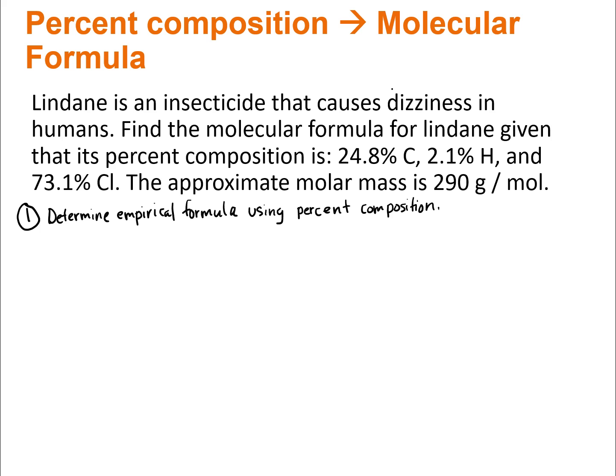We make our same assumption, assuming that we have 100 grams of our compound. That means all of these percentages can turn to grams.